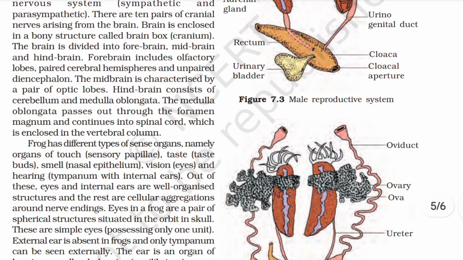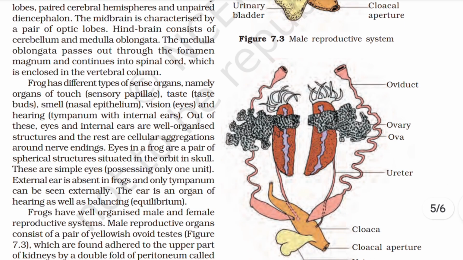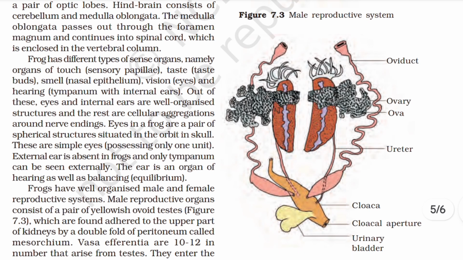The medulla oblongata passes out through the foramen magnum and continues into the spinal cord, which is enclosed in the vertebral column. Frog has different types of sense organs, namely organs of touch, sensory papillae, taste, taste buds, smell, nasal epithelium, vision, eyes, and hearing, tympanum with internal ears. Out of these, eyes and internal ears are well organized structures, and the rest are cellular aggregation around nerve endings.